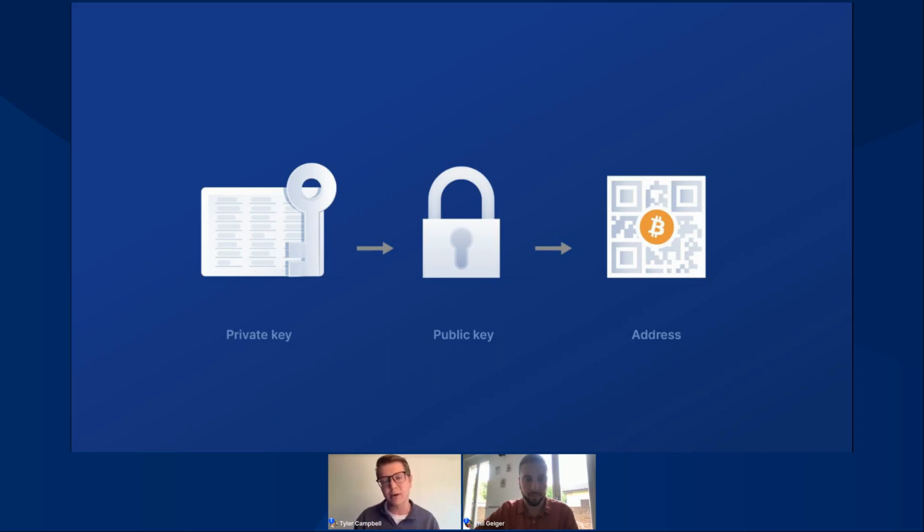From that private key, what happens in the background, cryptographically, really cool, is that private key is used to generate a public key. You can think about the public key as like the lock that the private key can go into in order to move things. Now, what's constructed from that public key, from that lock, is your Bitcoin address.